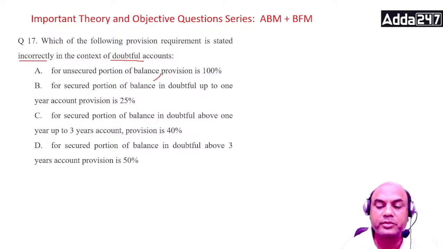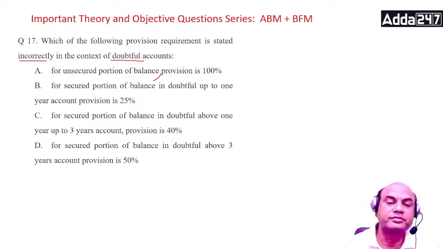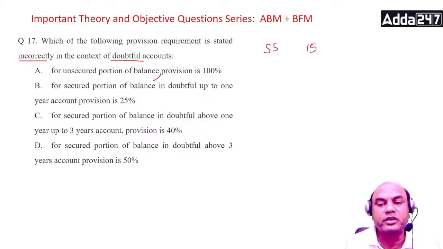Think. I'll give you 1 minute to think. Let me see in the comment section what answers I am getting. I want the incorrect one. Okay. What are the provisions? Substandard. So it is 15-25, right? 15 for secured, 25 for unsecured.